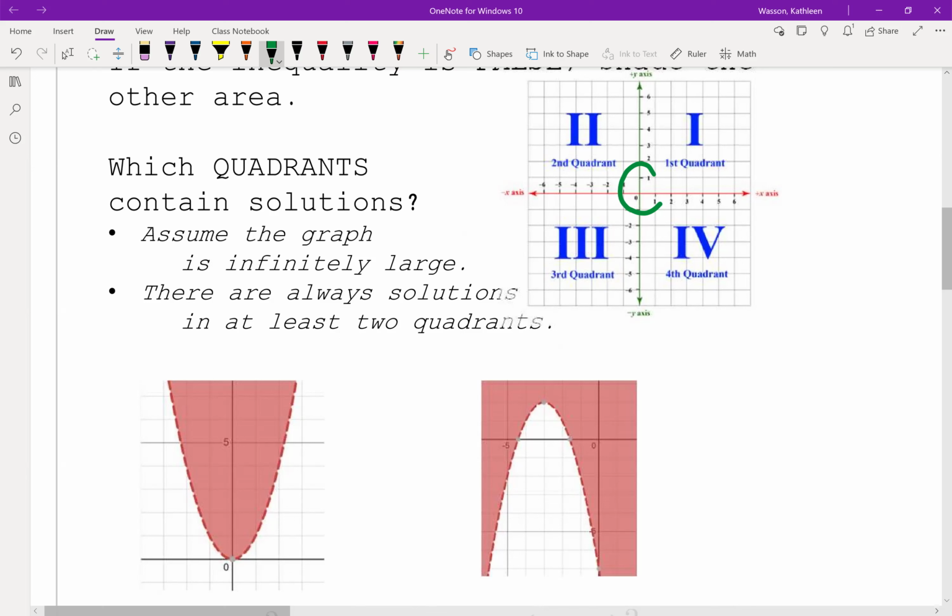Because we're going to assume an infinitely large graph, there are always at least two quadrants that contain solutions. That's because if it's inside the curve and the curve is showing only in one quadrant, eventually, if you get far enough out from the origin, it will get wide enough that it will also go into the quadrant beside it. So there's always at least two quadrants that contain solutions.